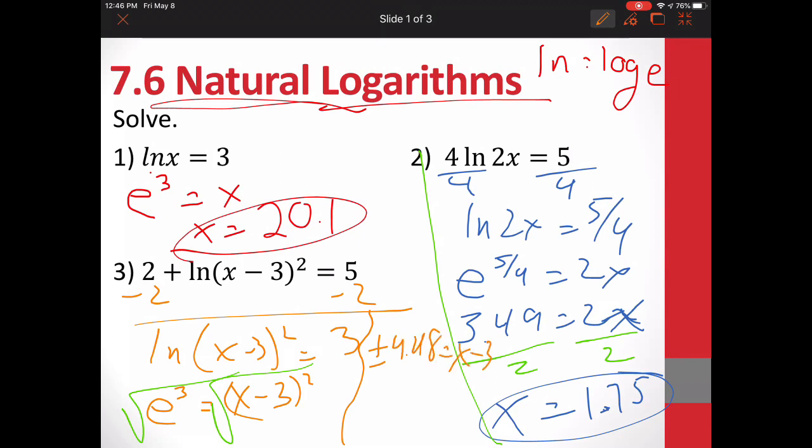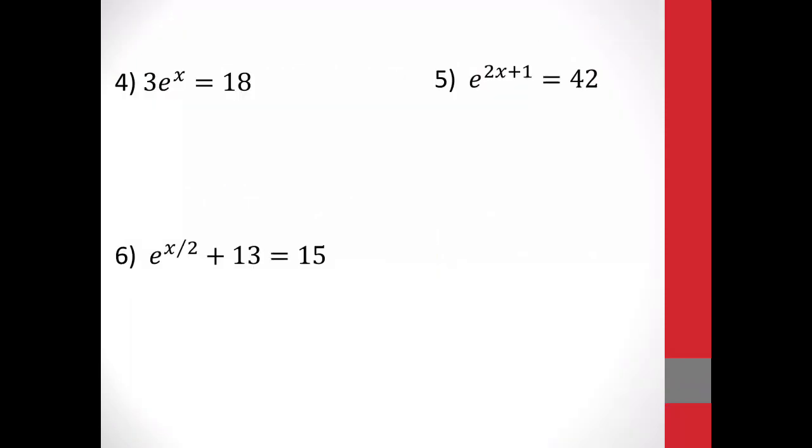I know I'm running over here. And then we're going to add 3 to both sides. So x is going to equal 4.48 plus 3, which is 7.48, or negative 4.48 plus 3, which is negative 1.5. Okay, so we have to take the square root of both sides. That's where you get your plus or minus.